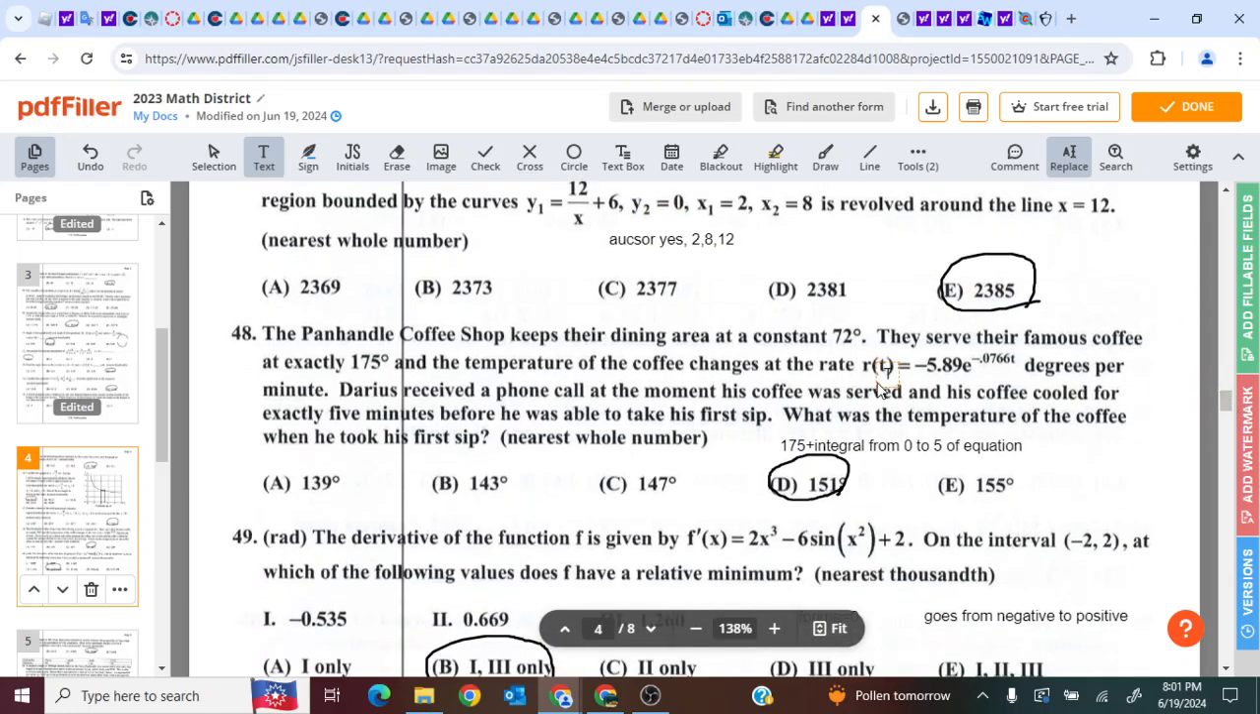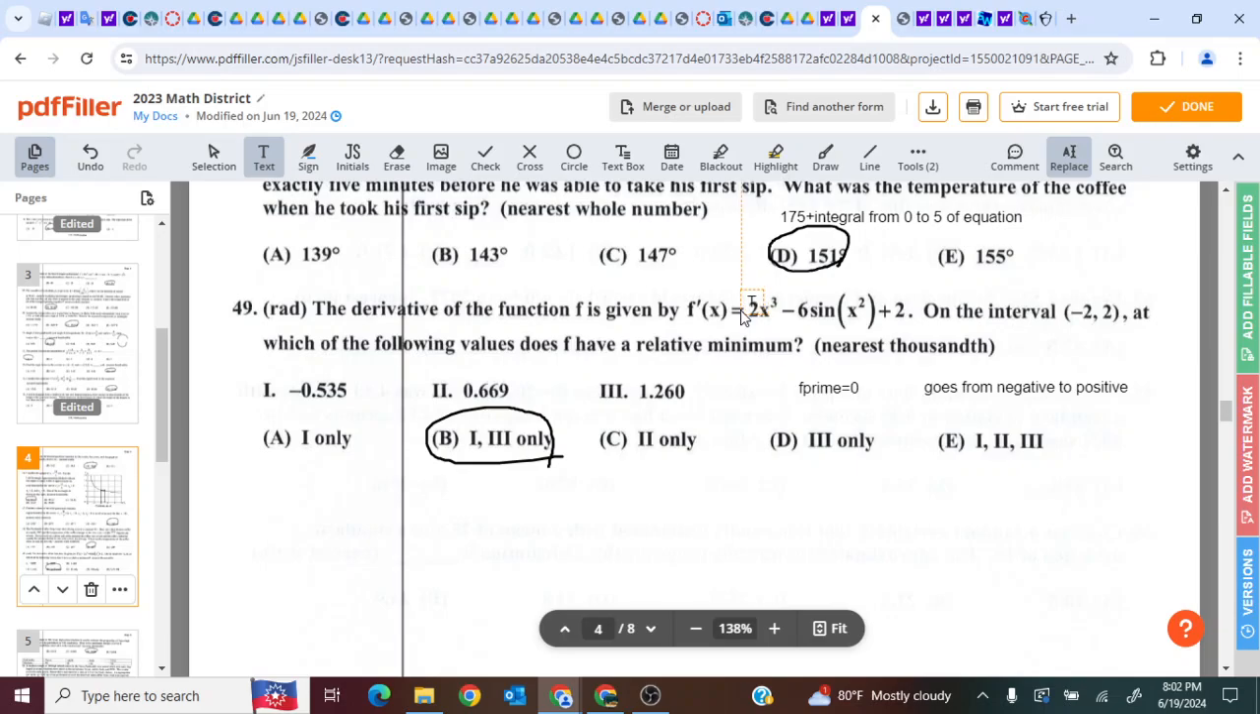Okay, the Panhandle Bee keeps their dining area at this constant rate. They serve their famous coffee at exactly 175 degrees, and it changes at this rate per minute. Darius receives a phone call at the moment his coffee was served, and his coffee cooled for exactly 5 minutes before he took his first sip. What is the temperature of the coffee? Well, in this case, you're given the rates, so the actual change is the integral of that rate from 0 minutes to 5 minutes. So simply do the integral from 0 to 5 of your equation, add your original 175 to it, and you will get a value of 151 degrees.